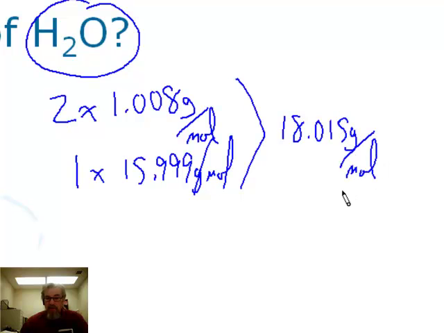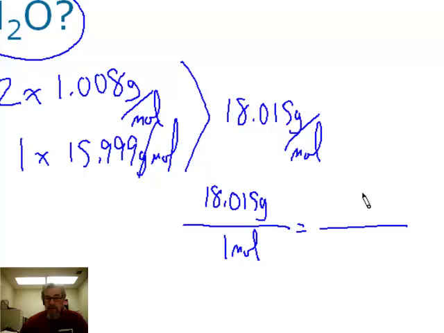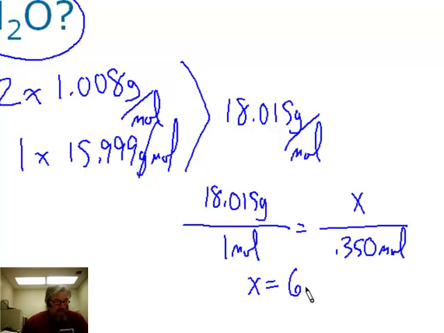Now that can form one half of a proportion. 18.015 grams is to 1 mole as how many grams would be 0.350 moles of water. When I cross multiply and divide, I'll get my answer. 0.350 times 18.015 divided by 1. Well, X here turns out to be 6.30 grams of water.